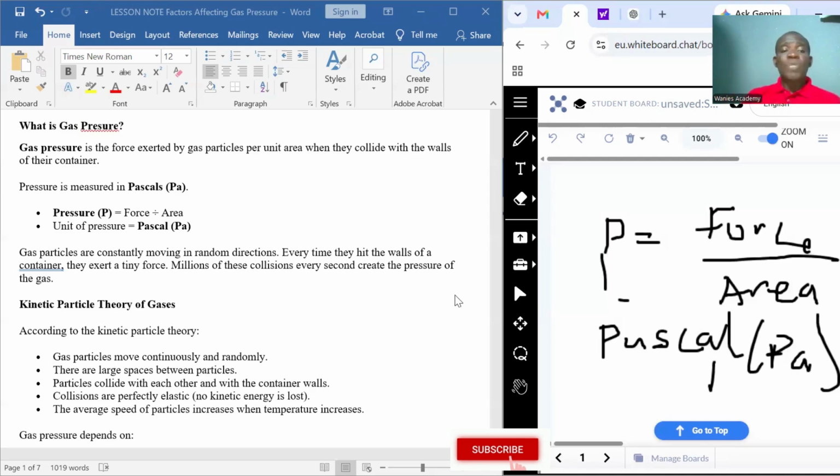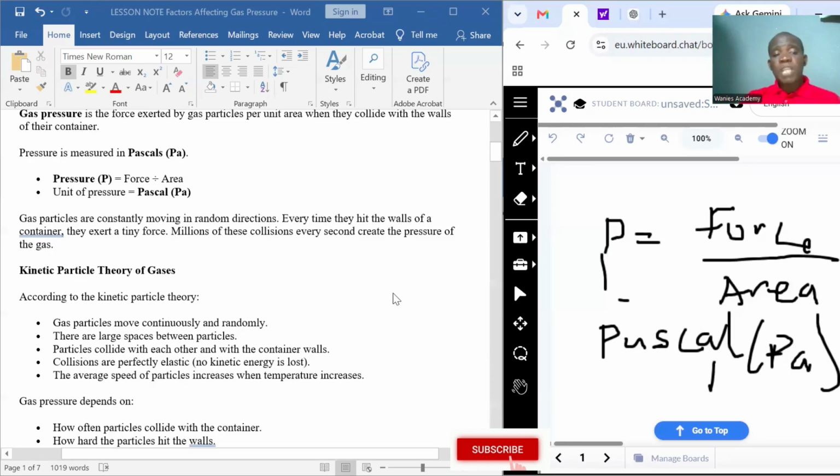Particles collide with each other and with the container's wall. Collisions are perfectly elastic, which means no kinetic energy is lost. The average speed of particles increases when the temperature increases.